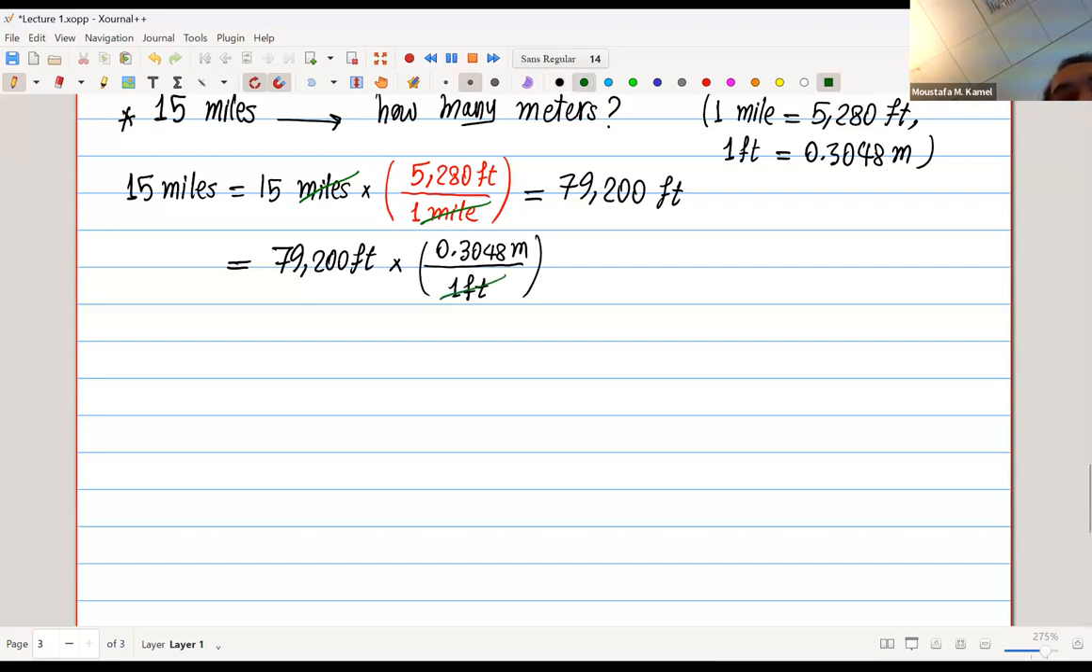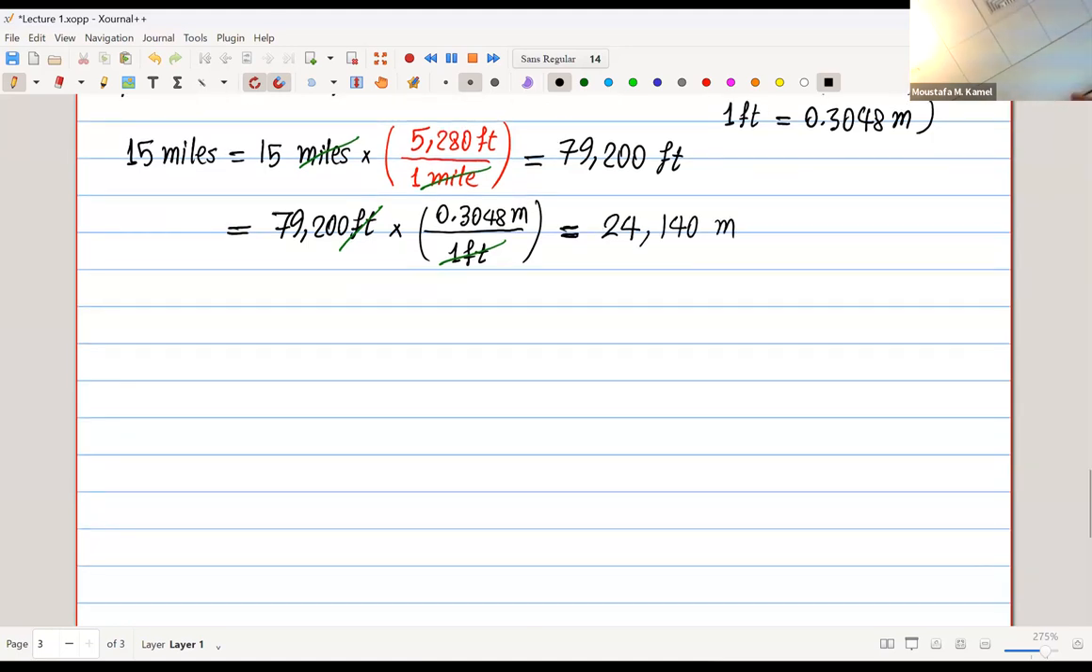Again, the units cancel, and I get 79,200, multiplying that, and the resulting number will be in meters. So that's 140 meters. Once I get the answer in meters, I can go to kilometers, I can go to centimeters, I can go to whatever units I want. So this is also equal to 24.14 kilometers, just divided by 8,000.